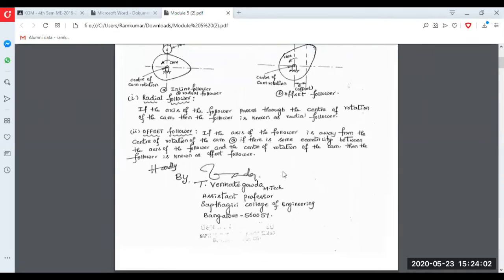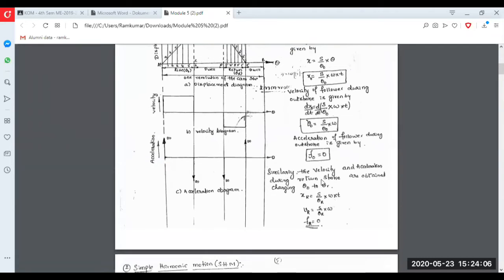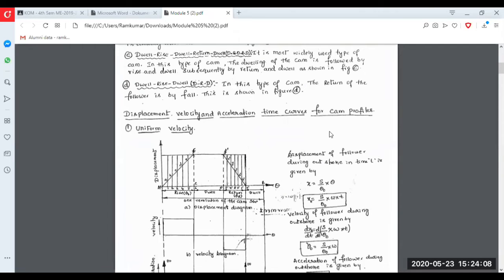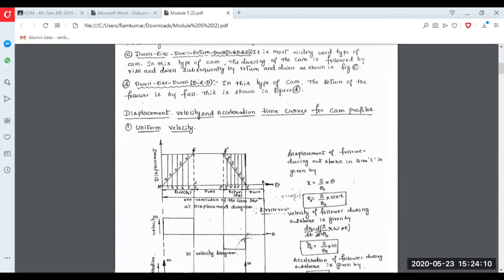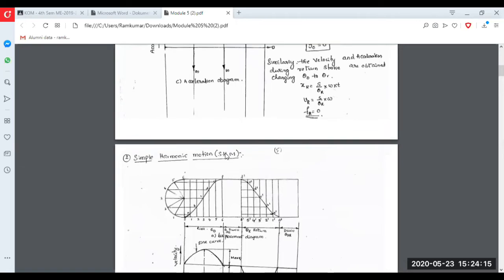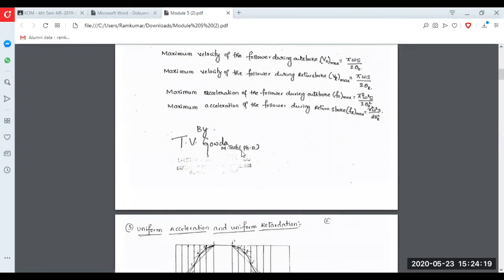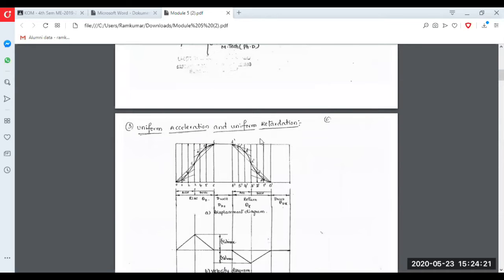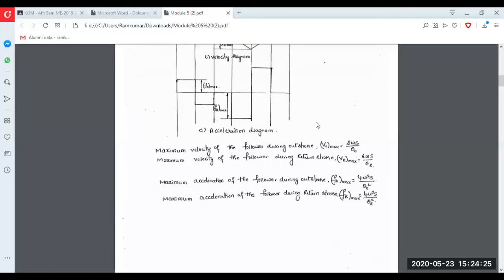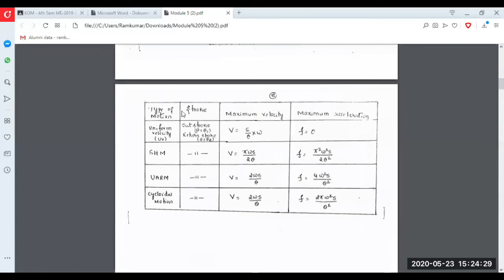So for all these cases, okay, there are different types of motion cam profiles for this. So uniform velocity cam can rotate with uniform velocity. It can have simple harmonic motion. Okay, or it can have uniform acceleration and retardation motion. So for all this, you have to remember this particular table, very important. This is the table you have to remember.